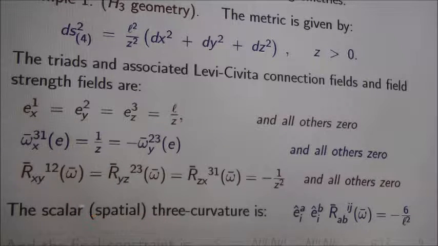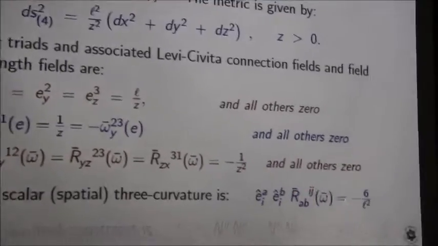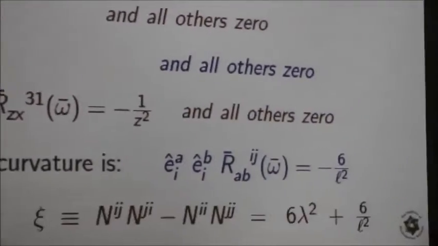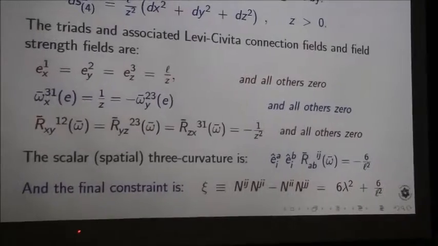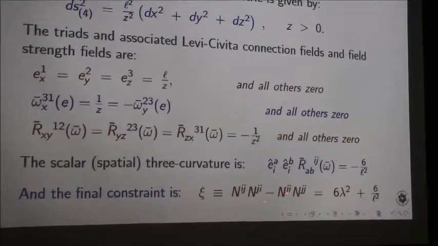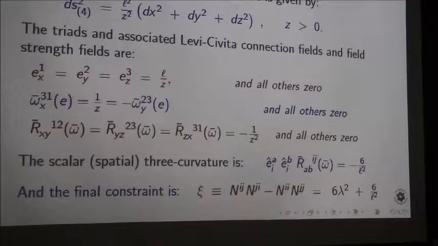Now this scalar spatial 3-curvature can be constructed from here, and it is minus 6 by L square. That gives us the final constraint: zeta, which is the special combination of the contortion matrices, has to be 6 lambda square plus 6 by L square, a space-time constant. So this has to be constant, parameterized by 2 constants. That gives us the first solution.